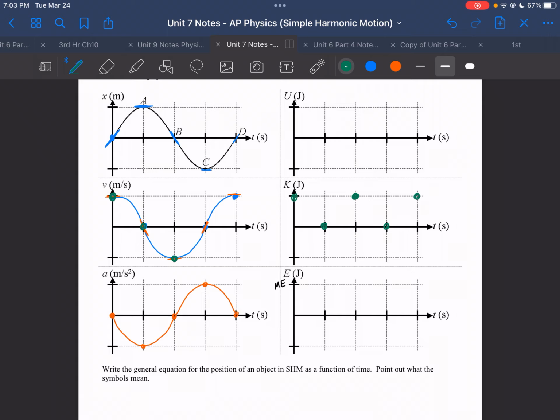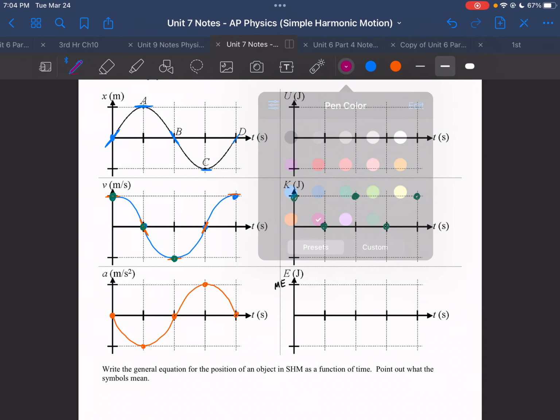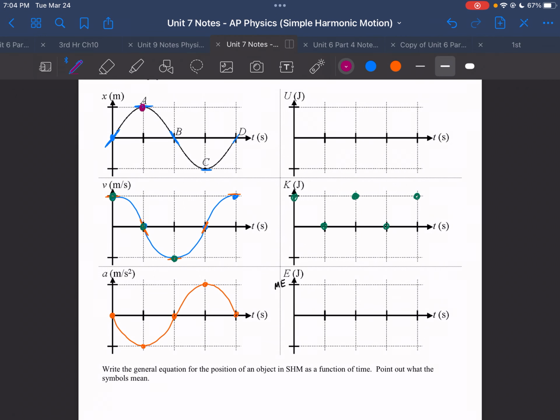Now we're talking about stored potential energy. If you're looking at the graph over here, when you're at some amplitude, at its maximum displacement, that means the energy is not moving but stored in the spring. So when it's at one of the amplitudes, A or C, it's going to have the maximum amount of stored energy in the spring. Those two parts have all the energy.